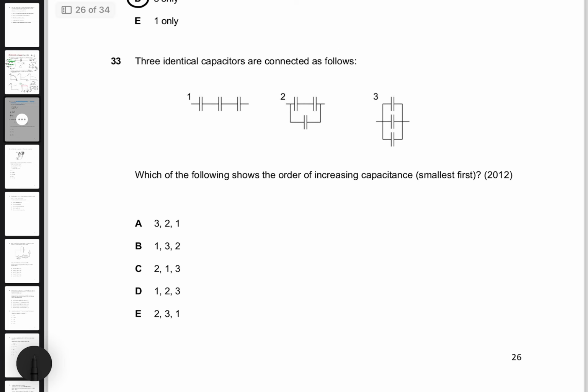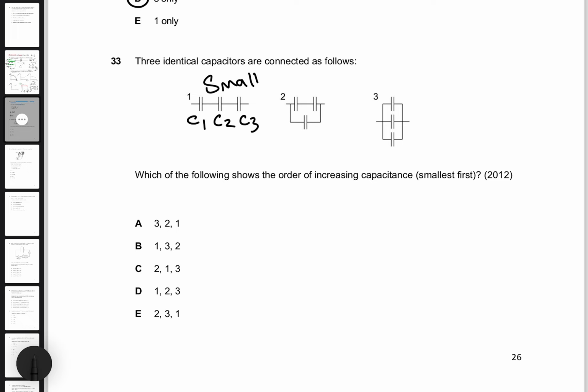Now, let's take a look at question number 33. It says 3 identical capacitors are connected as follows. Like I mentioned at the first question, capacitors work the exact opposite way of resistors. If this is C1, this is C2 and this is C3, they're going to get added normally if they are in parallel, but they're going to get added using the fractional way if they're in series.